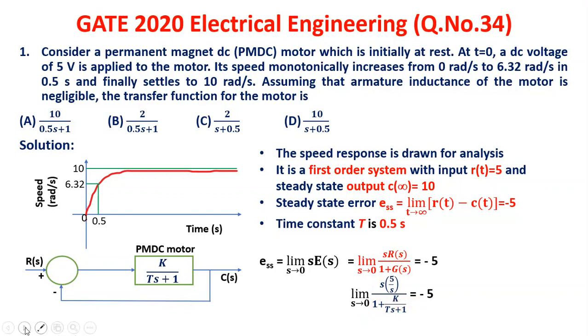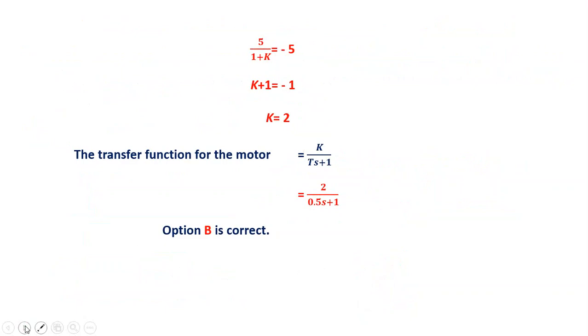That is what is written in the next slide. So 5 by 1 plus k equal to minus 5, or k plus 1 equal to 5 by minus 5, which is minus 1. So k is 1 plus 1, it is 2. So if you simplify this, we get k is equal to 2. So the transfer function of the motor is k by ts plus 1.